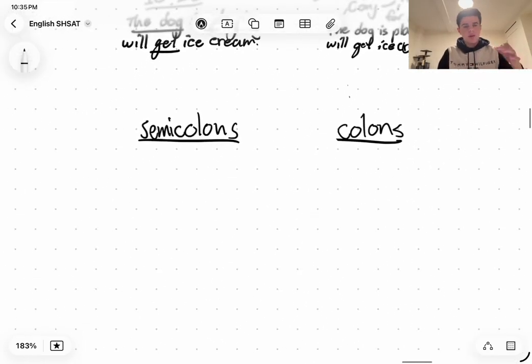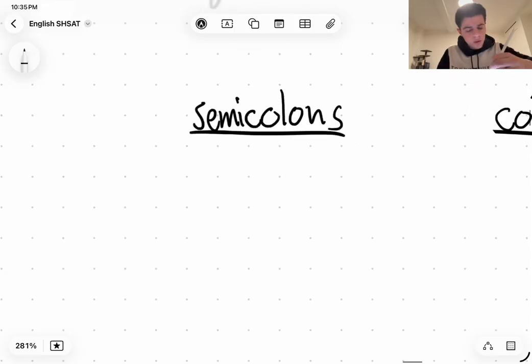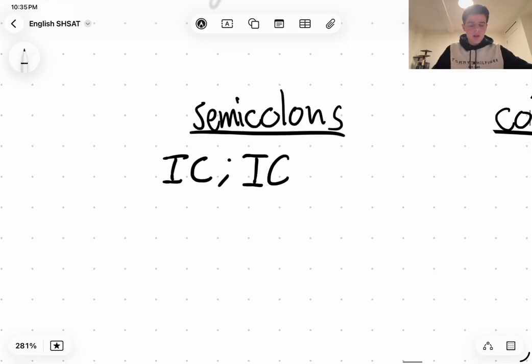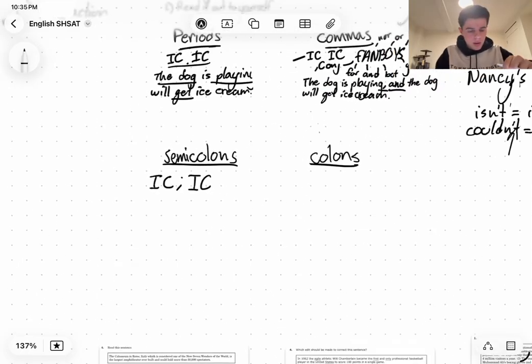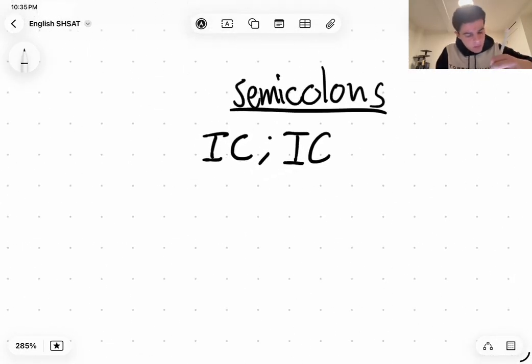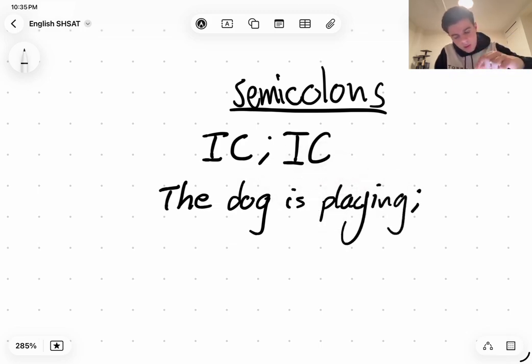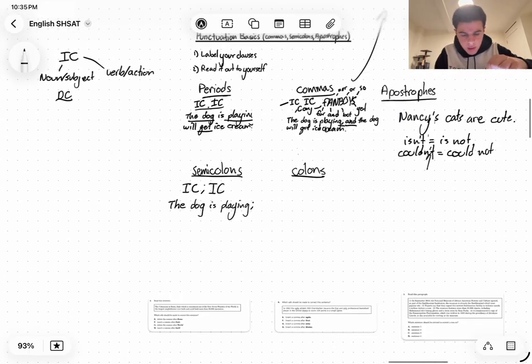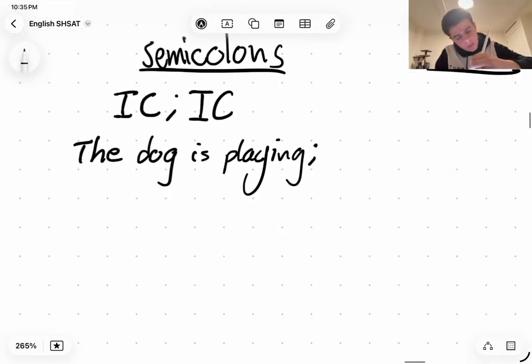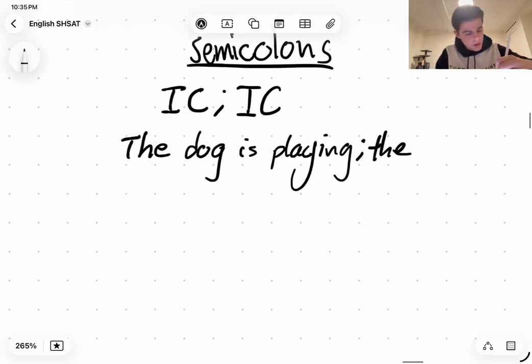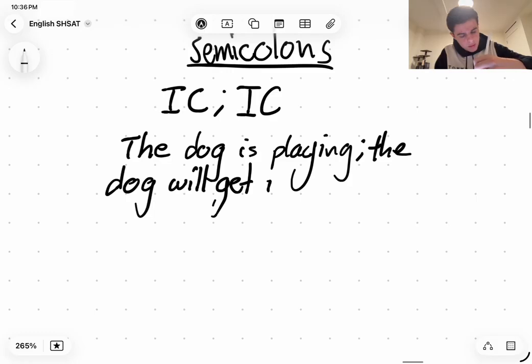Now we have semicolons and colons. So semicolons are another way to join two independent clauses together. We use a semicolon between them. So sticking with our example from before, the dog is playing, semicolon, what did I say earlier? I said the dog will get ice cream.